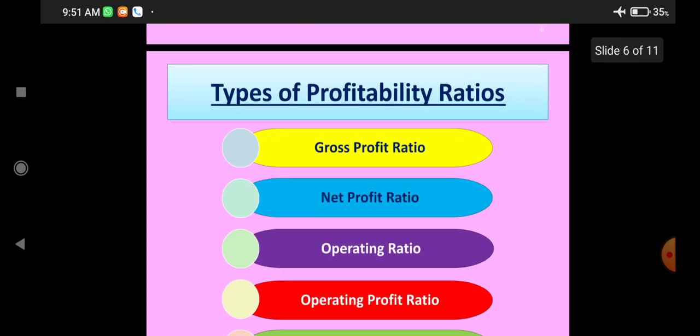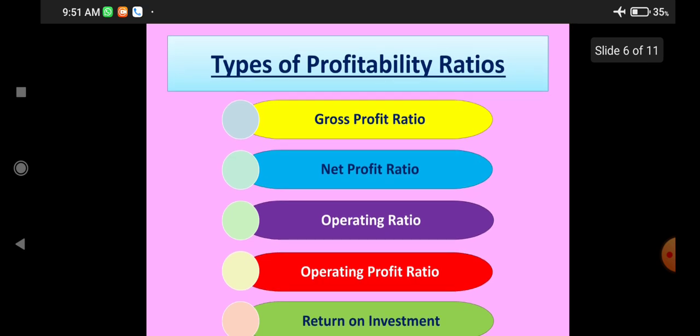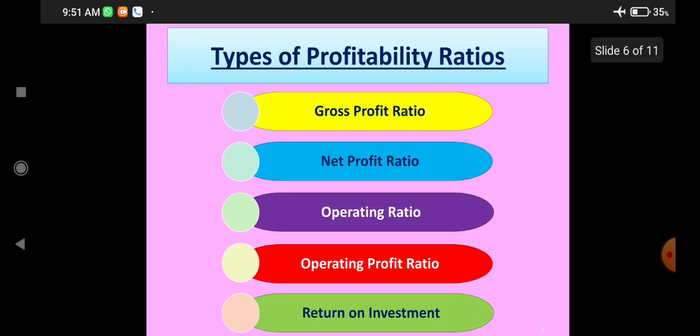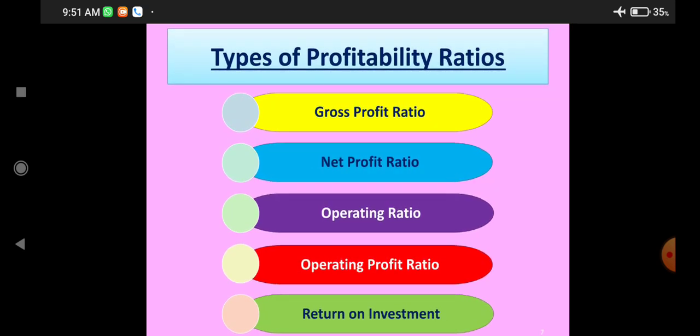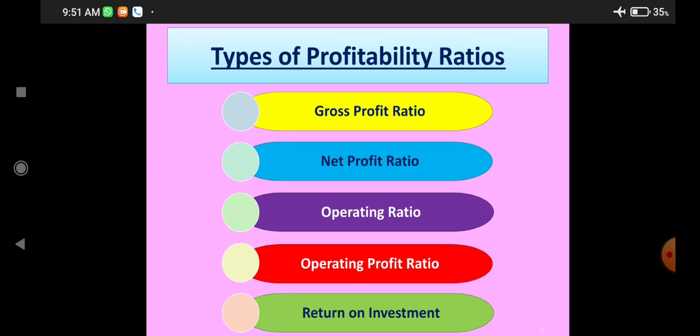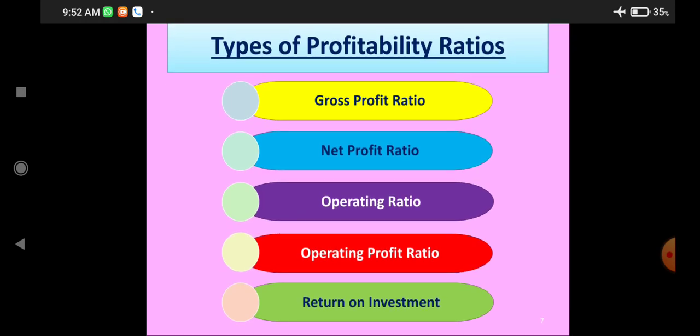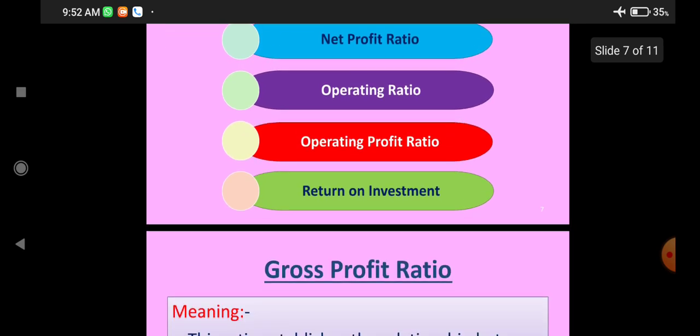Generally, these ratios are there in profitability ratios: gross profit ratio, net profit ratio, operating ratio, operating profit ratio, and return on investment. But today I will discuss only two ratios, that is gross profit ratio and net profit ratio. It is very simple to understand all these ratios.